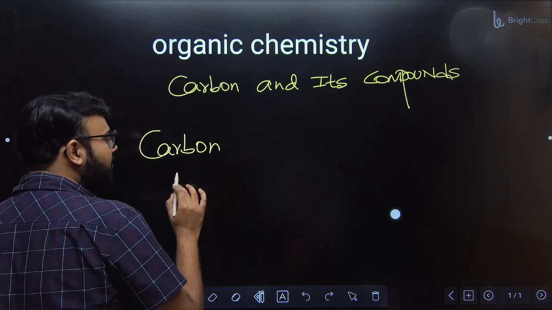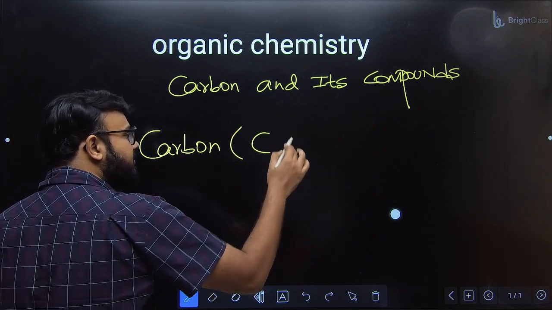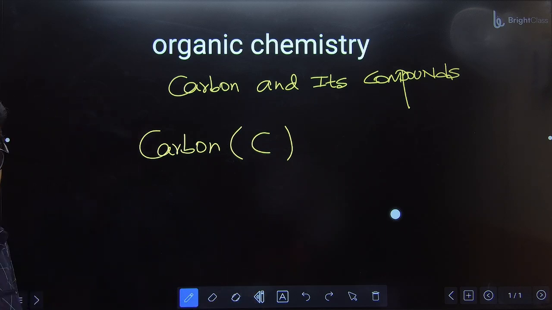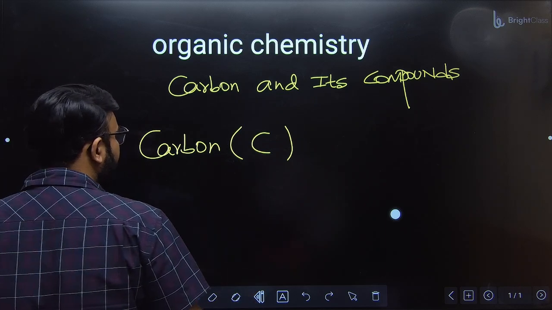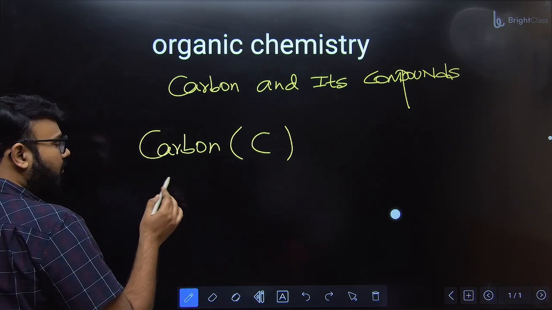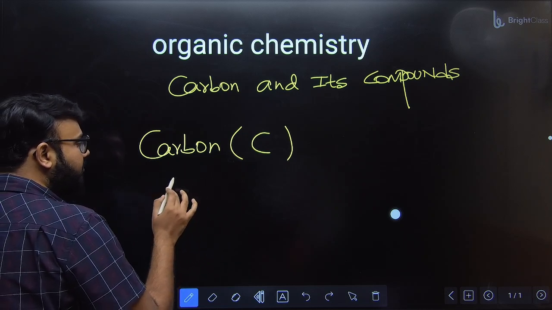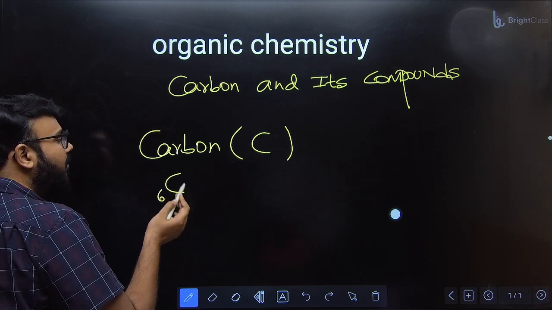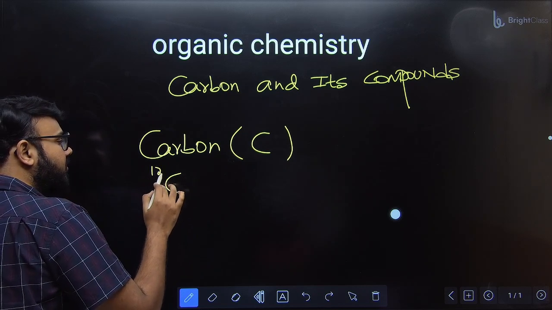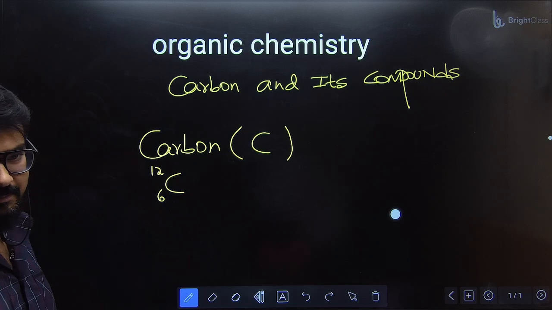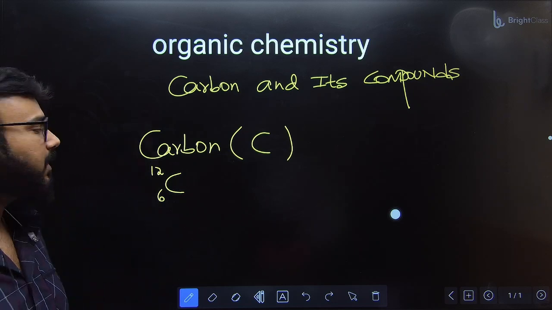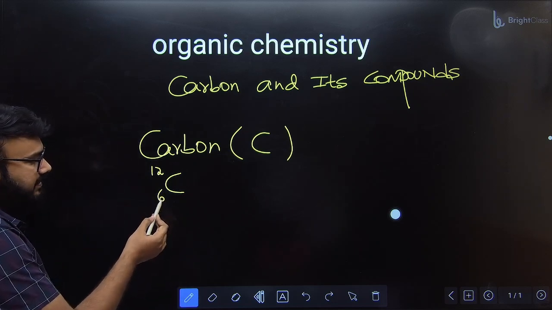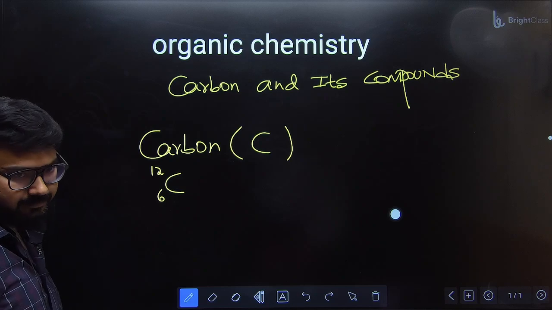What is the symbol of carbon? C. Yes, carbon is represented by C. Now, tell me, what is the atomic number of carbon? 6. Very good. What is the mass number? Very good. Atomic number is 6, mass number is 12. You all know atomic number is written below, mass number is written above.